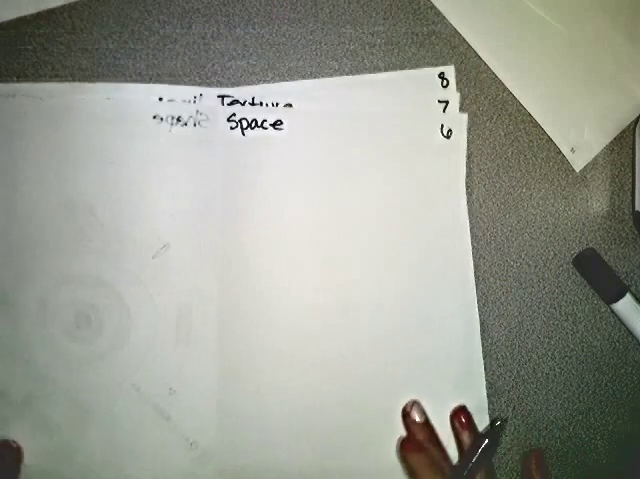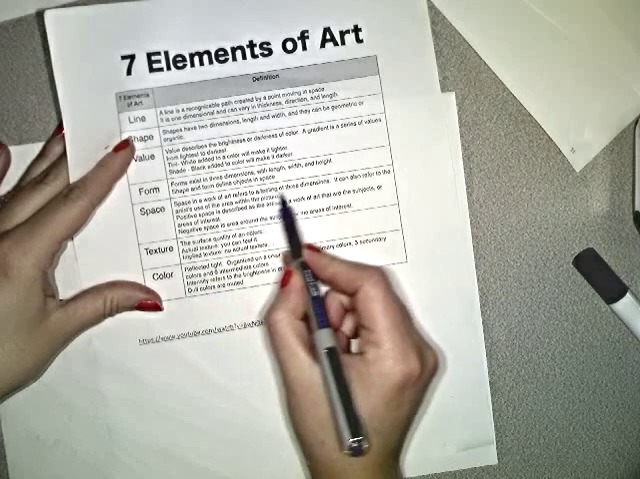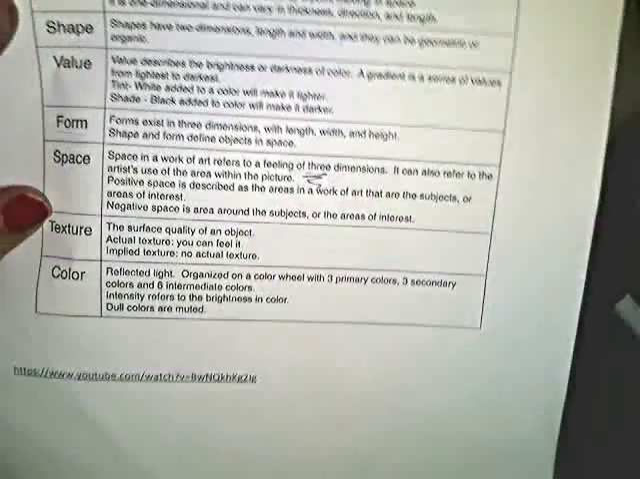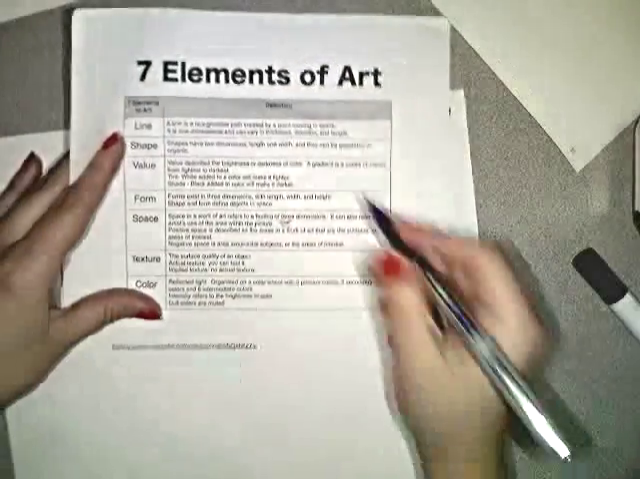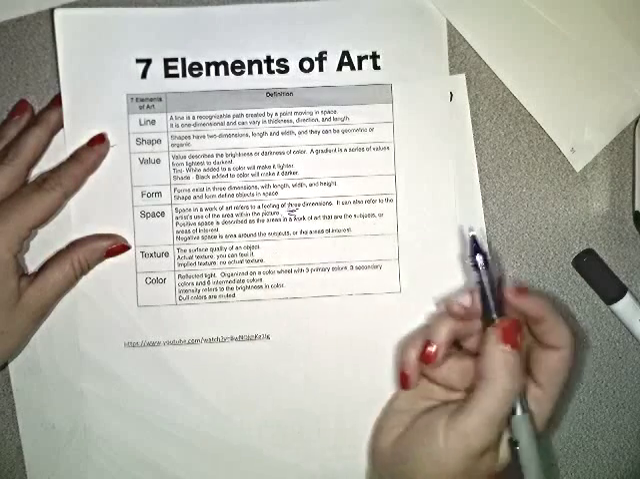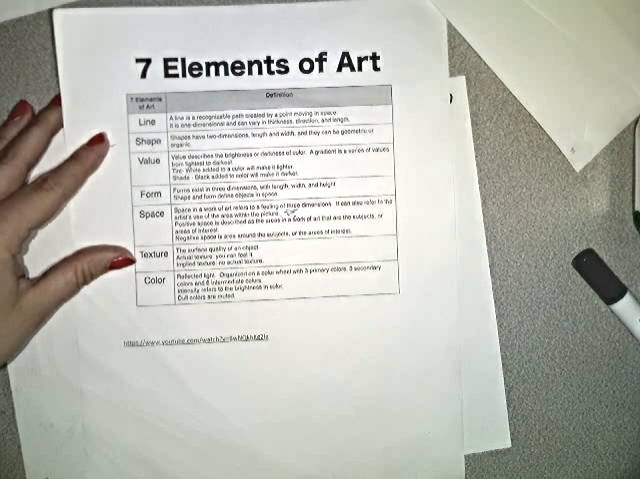Okay, we're going to work on space. Some of you already have this because I did work on it last time. Space shows depth. The definition of space in a work of art is a feeling of 3 dimensions. It's not actually 3 dimensions because this is all 2-dimensional art. It can also refer to the artist's use of area within the picture. There's also positive and negative space.